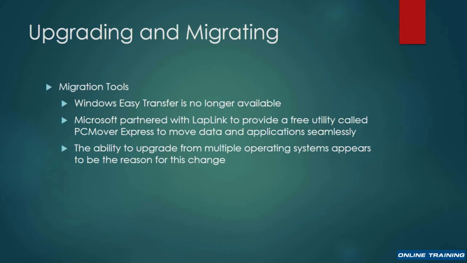So now let's take a little bit more detailed look at those migration tools. As I said, Easy Transfer is no longer available, but Microsoft has partnered with LapLink, a company, to provide a free utility called PC Mover Express that helps you move data and applications seamlessly. When I say applications, I'm meaning the settings. And the ability to upgrade from multiple operating systems appears to be the reason for this change. That's the only thing that I can come up with. I just said I don't know why.